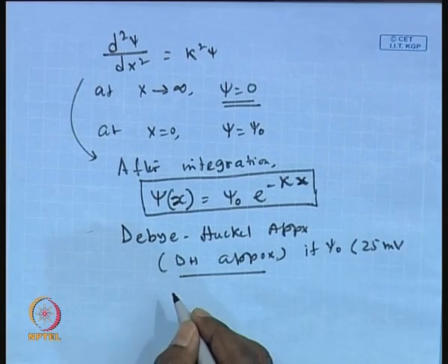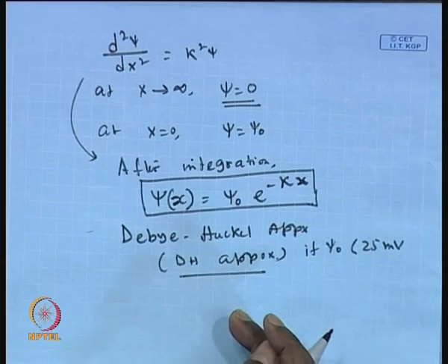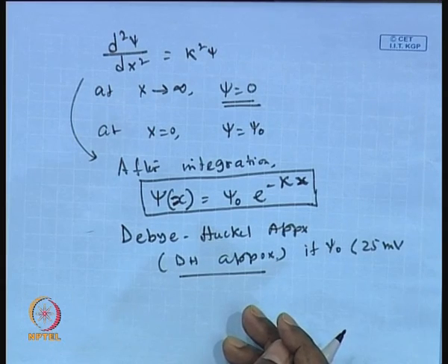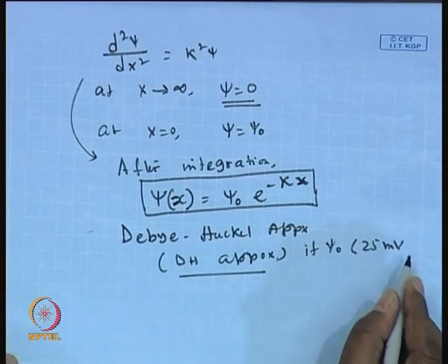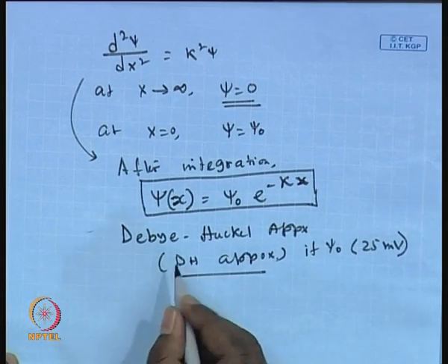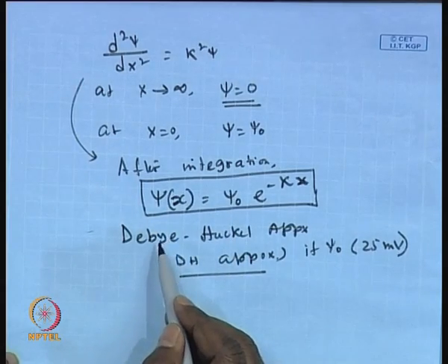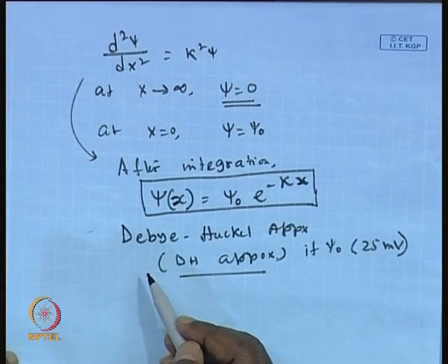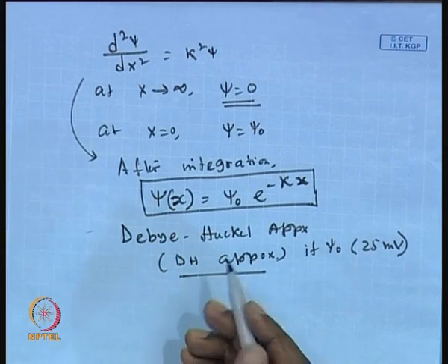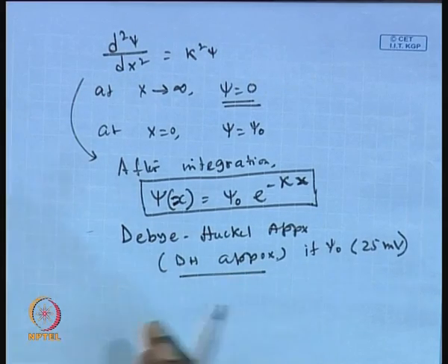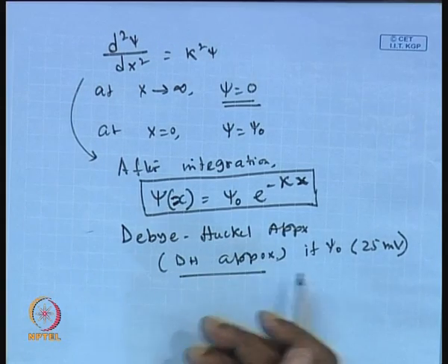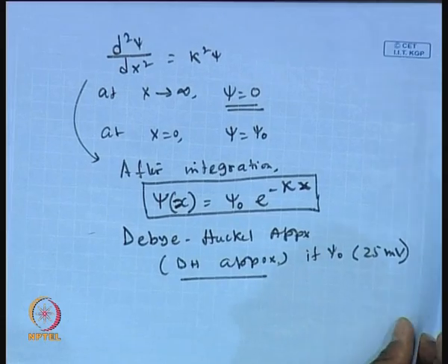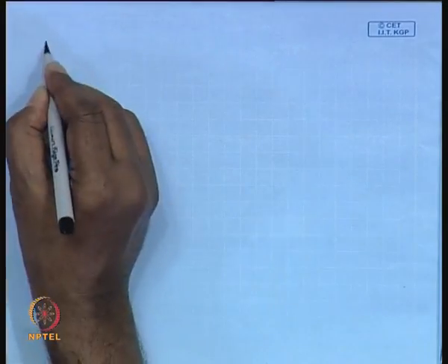If you have a surface potential on the order of 25 millivolt, it works well, and even up to a potential of around 40-50 millivolt. But beyond that, if you have a high surface potential, you cannot use this equation as the potential distribution, because it is not valid under those situations. So, one has to find a more valid approach if we have a high surface potential. Now, let us look into a more generalized solution.